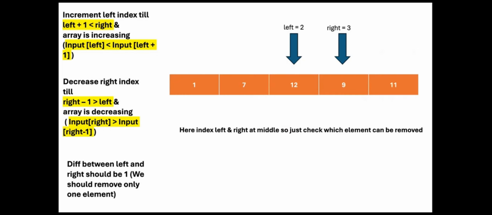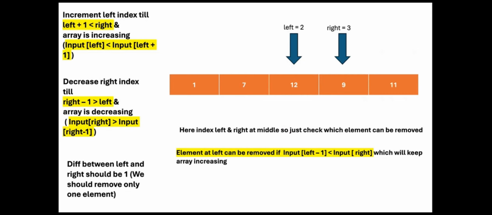So either you remove the element at left, which can be removed if the element at left minus 1, 7, is less than the element at input right. Why? Because if we remove the 12 here, then the array will become 1, 7, and the next element of 12, 9, 11. So if 7 is less than 9, then we can go ahead and remove the 12 and we can say yes, true. We can remove the 12 and keep the array as increasing.